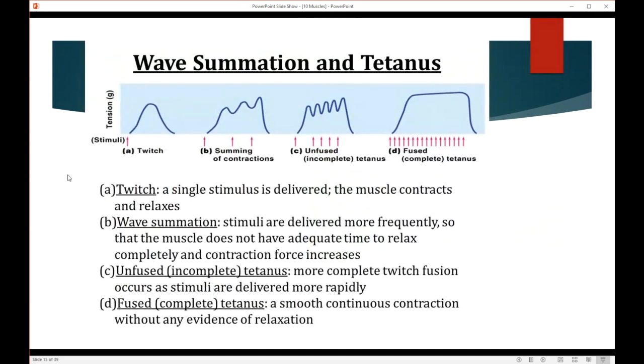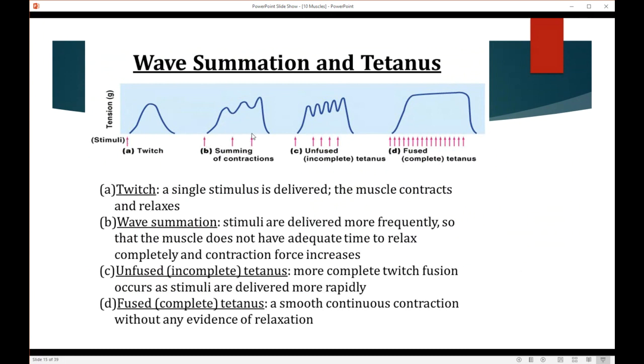We can get different wave summation and tetanus. Okay, so first this is the tension, and then this is where the stimuli happen, the little arrows. Okay, so a twitch is just a single stimulus is delivered, the muscle contracts and relaxes. This would be something that it's almost impossible to just make your muscles twitch, but often we see this in people's eyes when they get nervous or stressed. Their eye will start to twitch, or their eyelid.